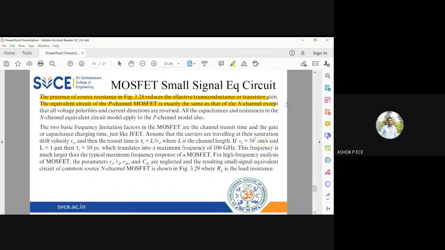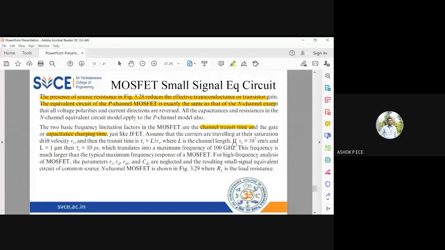In the same way as in JFET we have two frequency limitations, here also we have two frequency limitations. One is called channel transit time, and the next one is called capacitance charging time. Channel transit time, as we have seen, determines the maximum frequency at which the device can operate. The channel transit time is going to be distance by velocity. So tau t equal to capital L by Vs, where capital L is the length of your channel and Vs is the saturation velocity.